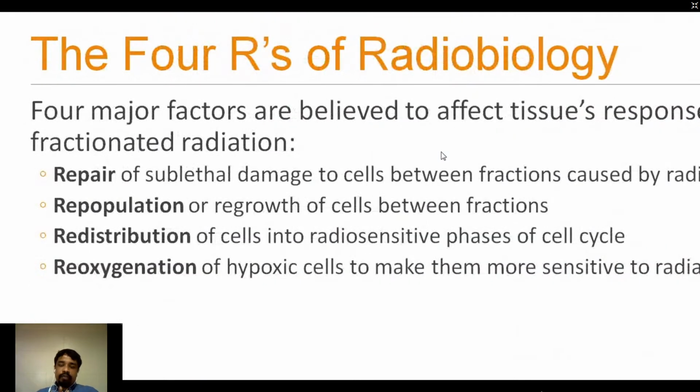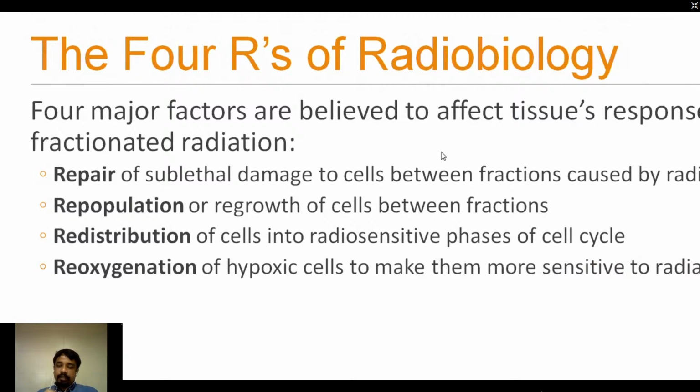The 4 R's of radiobiology: the first is repair. We give about 2 grays of radiation every day, with a 2-day gap in a week. When you treat a cancer patient, we don't only treat the cancer cells, we also treat some normal tissue, so we use a fractionation scheme to allow these normal cells to recover. The cancer cells can also regrow between the fractions, so we need to be careful. The normal tissue can recover, but the cancer cell should not recover, because that is not good for the patient.